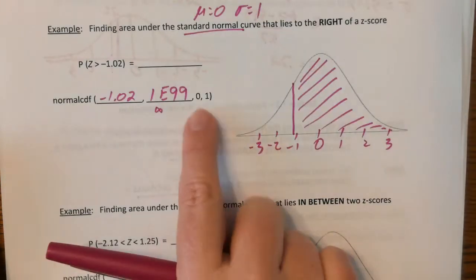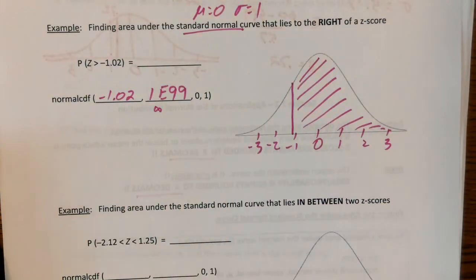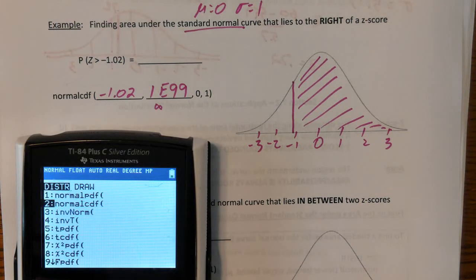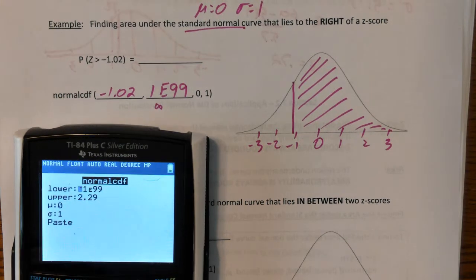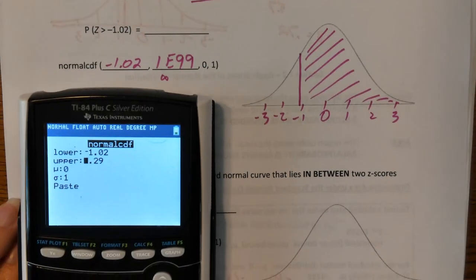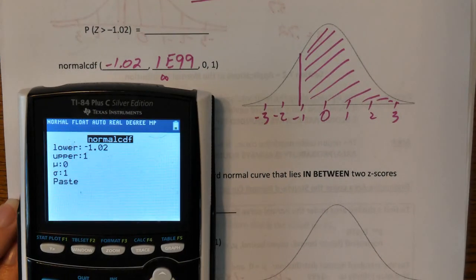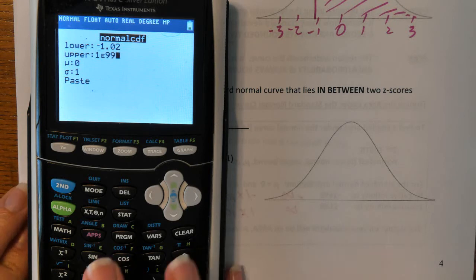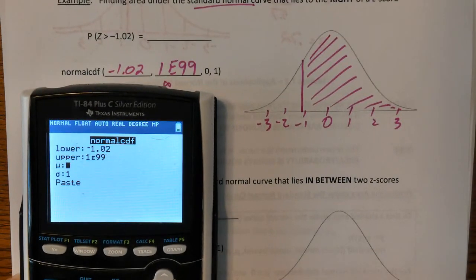Our mean is 0. Our standard deviation is 1. In our calculator, we'll hit second, bars. We're going to pick normal CDF. CDF is cumulative, meaning we can give it a whole region. Our lower number, negative 1.02. Our upper number is positive infinity. We don't have an infinity button, so we're going to hit 1, E. To get the E, you'll hit the second button, and then the comma, which is above the 7. 99. That's our upper number. Our mean is 0. Our standard deviation is 1.